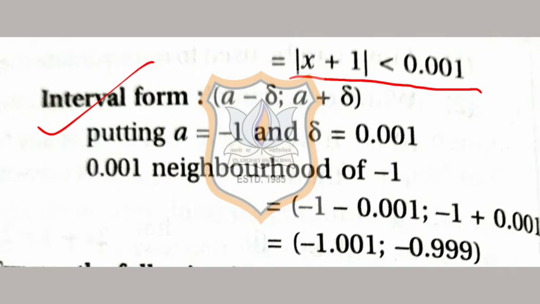What is the interval form? A minus delta, A plus delta. So let's substitute. We will have minus 1 minus 0.001, and the next one we will have minus 1 plus 0.001. So our answer will be minus 1.001 to minus 0.999.